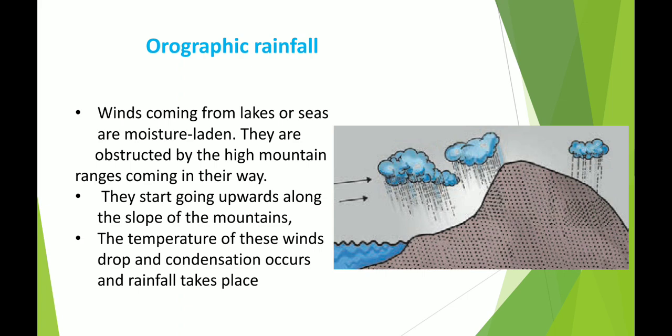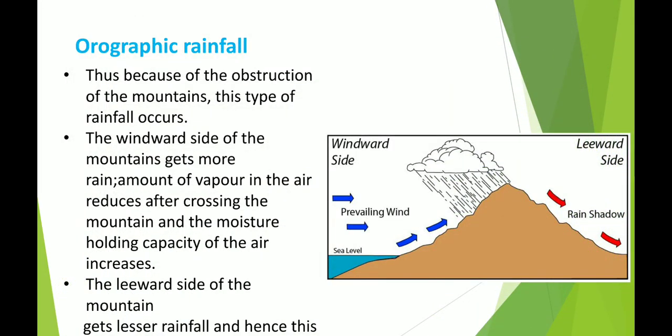Means in this rainfall, these moisture laden winds are obstructed by the high mountain ranges and they start going upward along the slope of the mountain. When they go higher and higher, the air temperature reduces, and when the temperature reduces, condensation takes place. These water vapors turn into water droplets and rainfall occurs. This type of rainfall is known as orographic rainfall. So this rainfall mainly occurs because of the obstruction of the mountains.